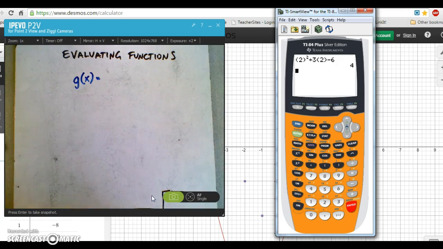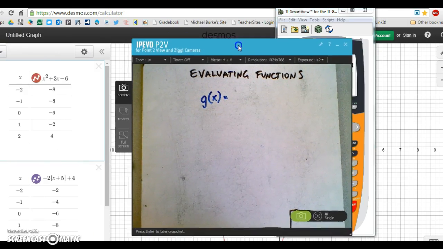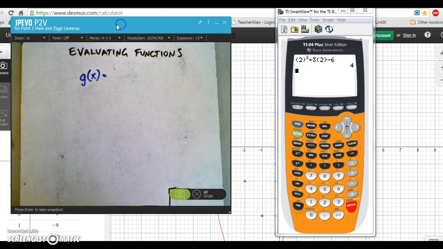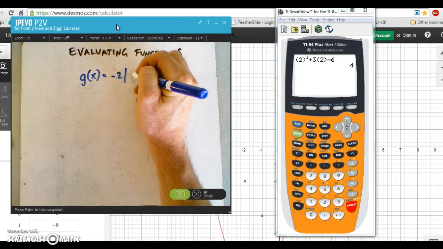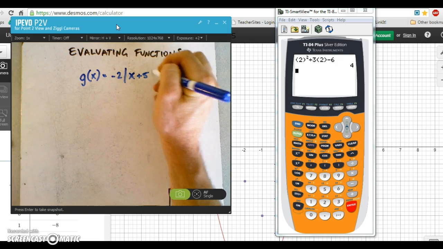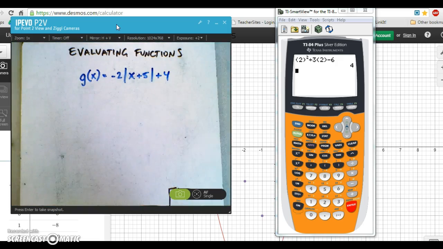So g of x is my function. I've got it written down over here. Let me move this for a second. It's negative 2 times the absolute value of x plus 5 plus 4. There's my function. So let's pick a value.